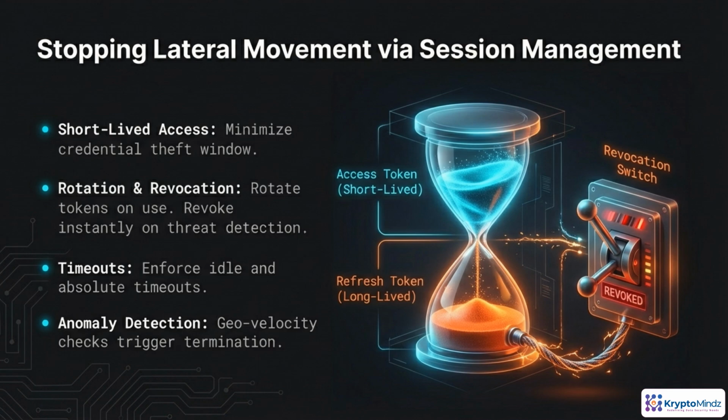To stop lateral movement, treat every session as disposable. Short-lived access tokens dramatically shrink the time window an attacker can use stolen credentials. Pair them with refresh tokens that rotate frequently, so any replayed token quickly becomes useless. Enforce both idle and absolute timeouts so long-running sessions can't linger unnoticed. And layer on anomaly detection. If geovelocity, device fingerprint, or behavior looks wrong, terminate the session and revoke related tokens immediately. Sessions become tightly controlled, not permanent doors.